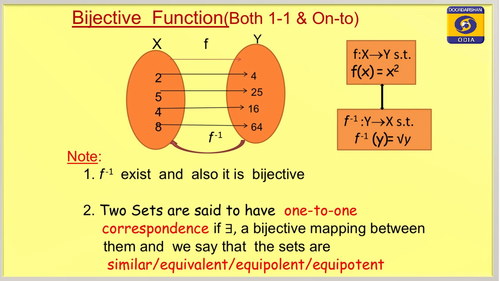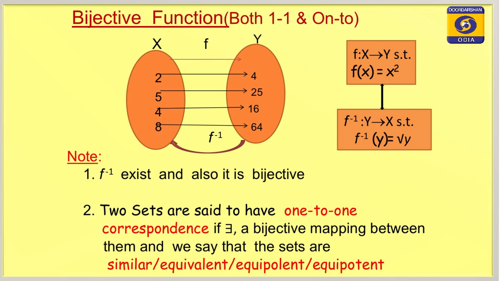F is a function from x to y. In the domain set there are elements 2, 5, 4, 8, and in the codomain set there are 4, 25, 16 and 64. Here 2 goes to 4, 5 goes to 25, 2 square is equal to 4, 5 square is equal to 25, 4 square is equal to 16. The function is defined mathematically as f from x to y such that f x is equal to x square. Now, this is a bijective function.